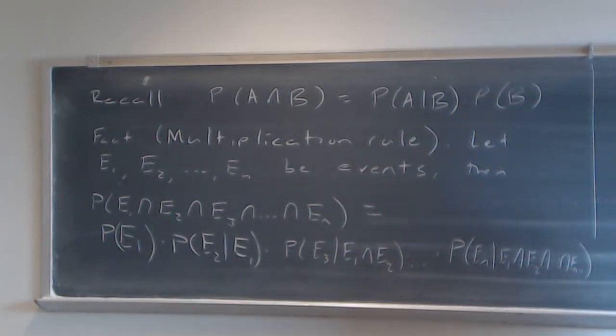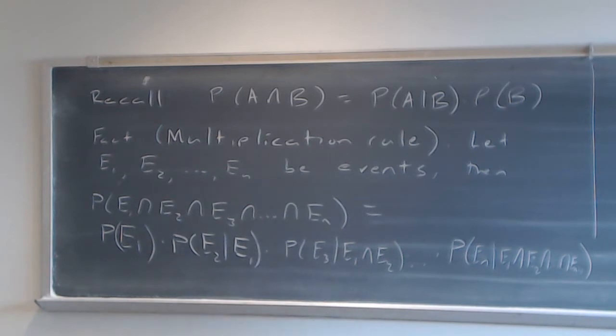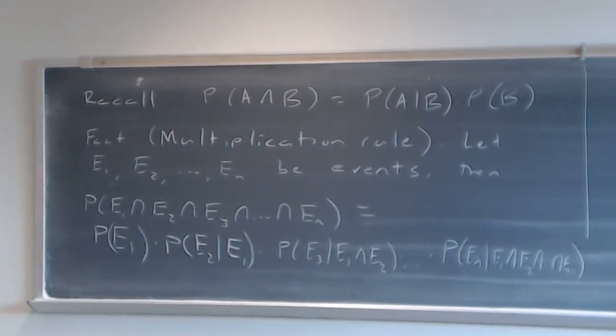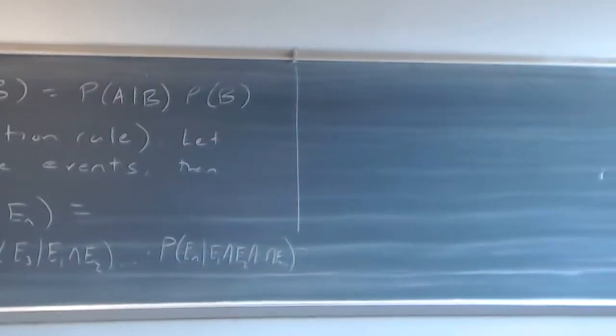So that's the multiplication rule. We'll do an example of it in just a second, but first we're going to prove it. And the proof is easy. Really what we're going to do is just start with the right-hand side of that formula.